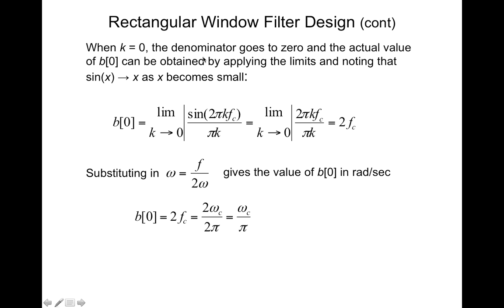So for rectangular window filter design, when k gets very small, the sine of 0 is 0, so we would have 0 over 0. But when theta gets very small, the sine of theta is approximately theta. So if we replace the sine of theta with theta in the limit, we get the following expression. The k's cancel. And so your 0th component of your filter is basically 2 times the cutoff frequency. So when we then substitute for omega, we get that b sub 0 is omega c over pi.